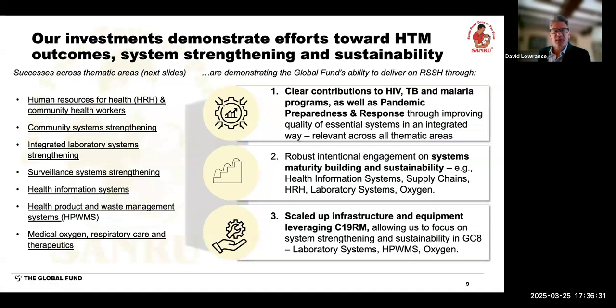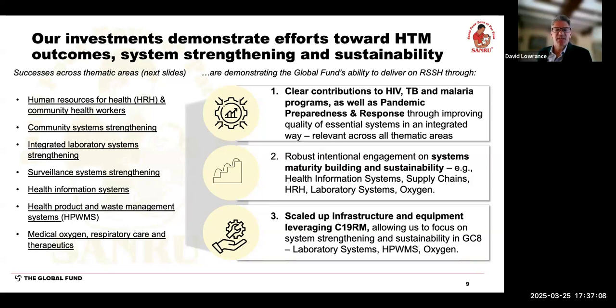Okay, so in the next few slides, we're going to go into a bit more depth in two or three of these investment areas, these health systems domains. And we really want to provide color and context on how Global Fund has demonstrated that these health systems or RSSH investments have been supporting HIV, TB, malaria outcomes, broader system strengthening, and sustainability.